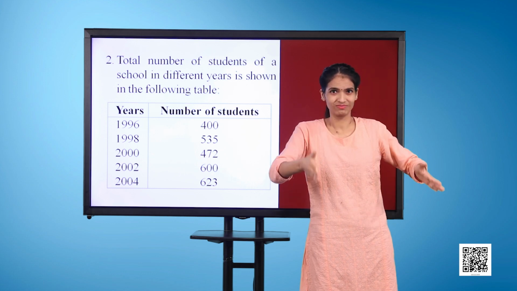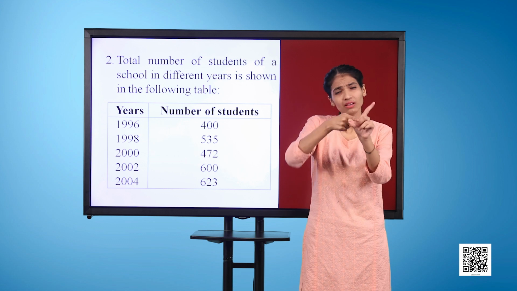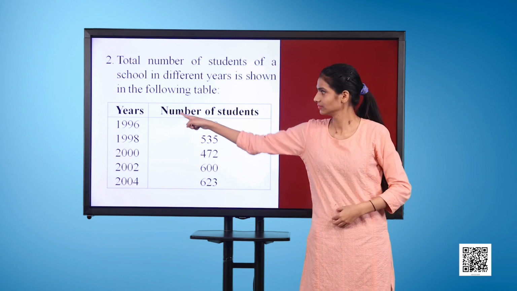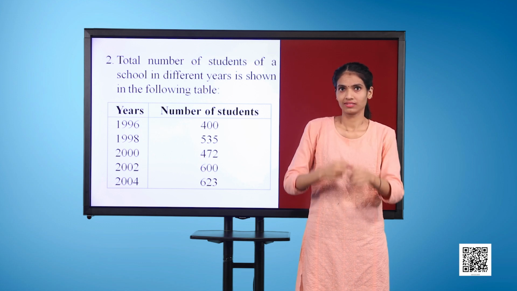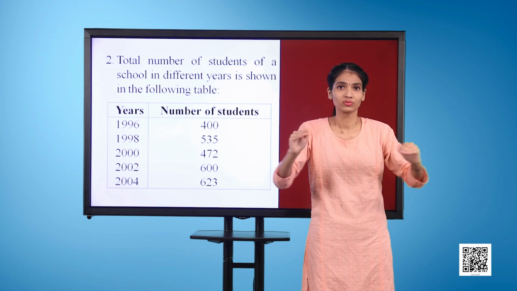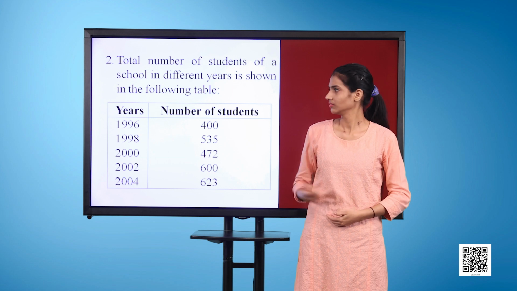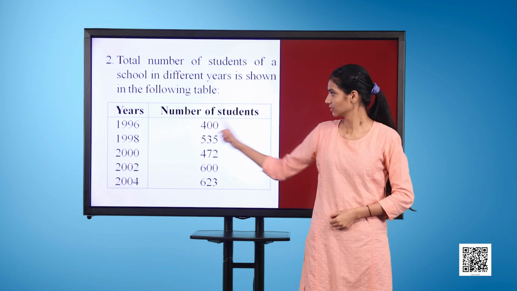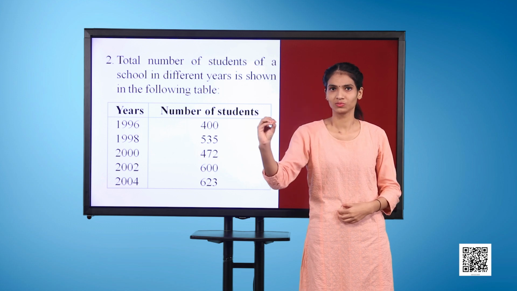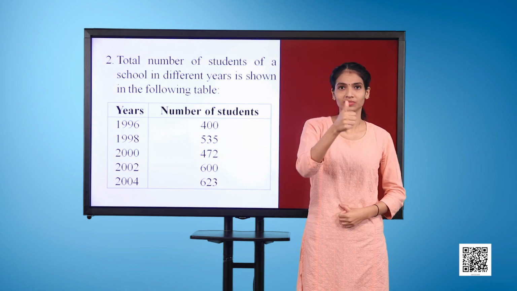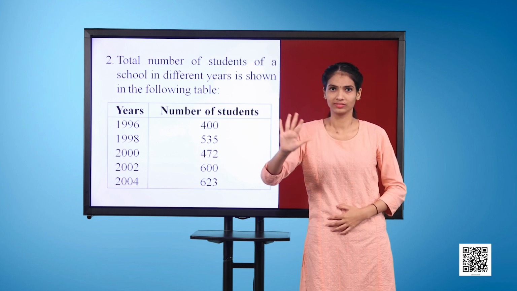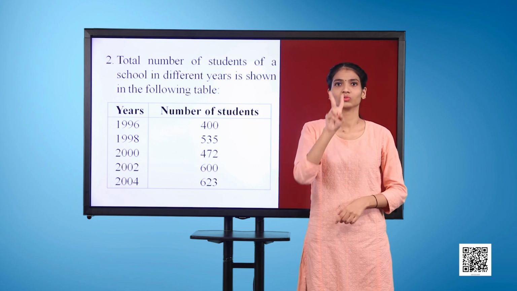Total number of students of a school in different years is shown in the following table. Years, number of students. 1996, 400. 1998, 535. 2000.